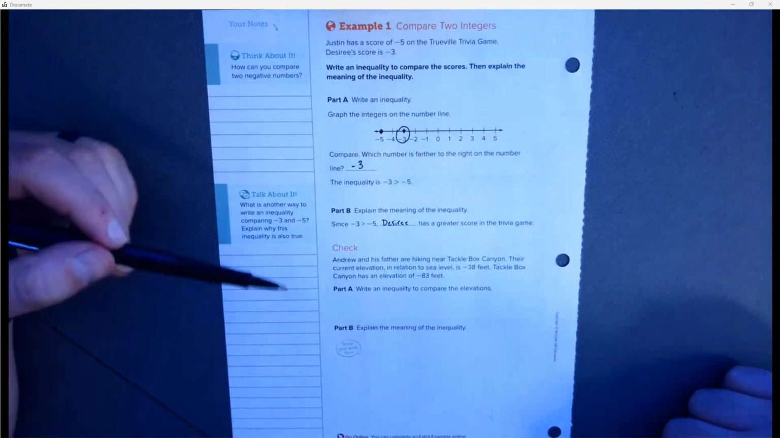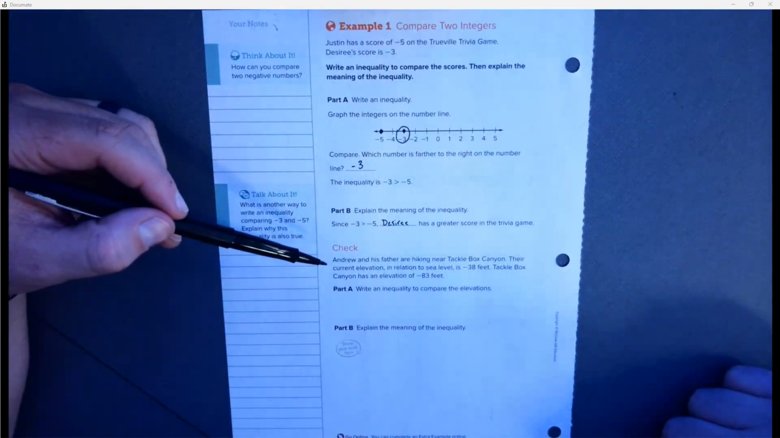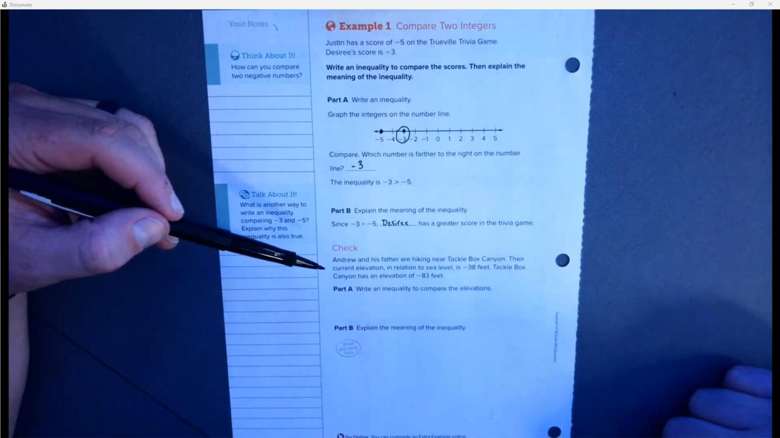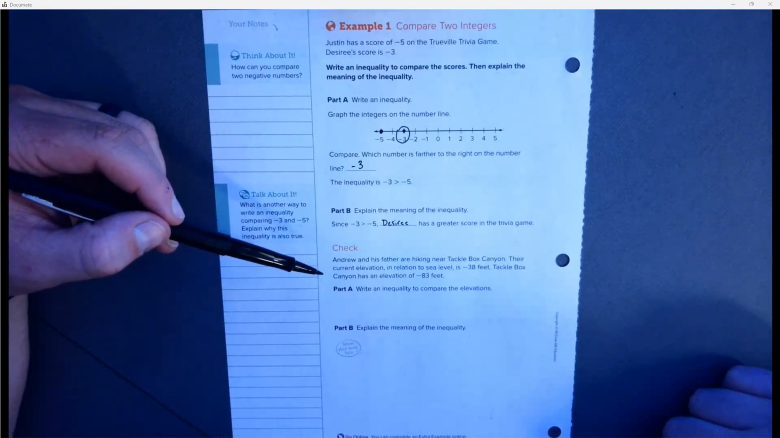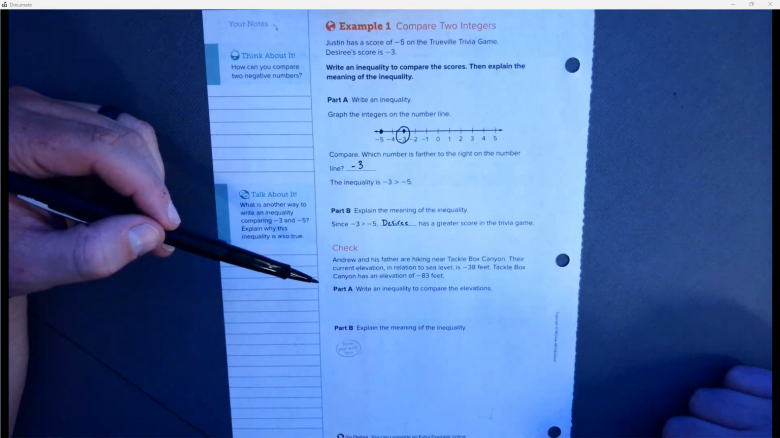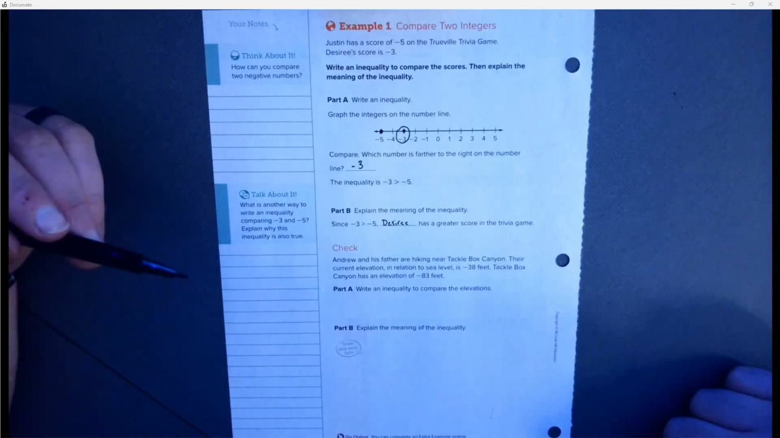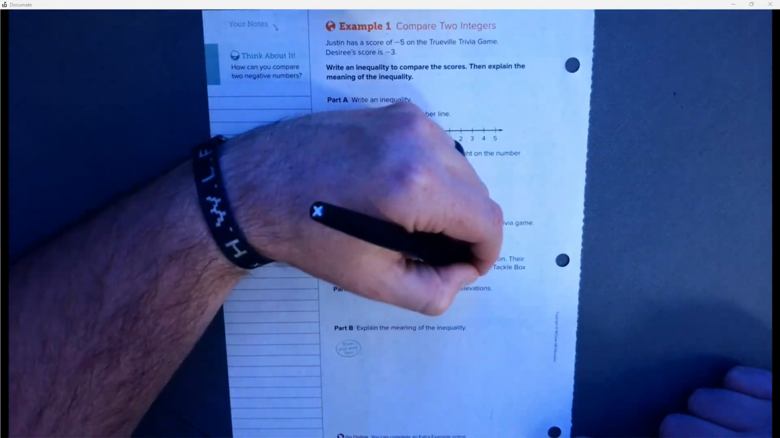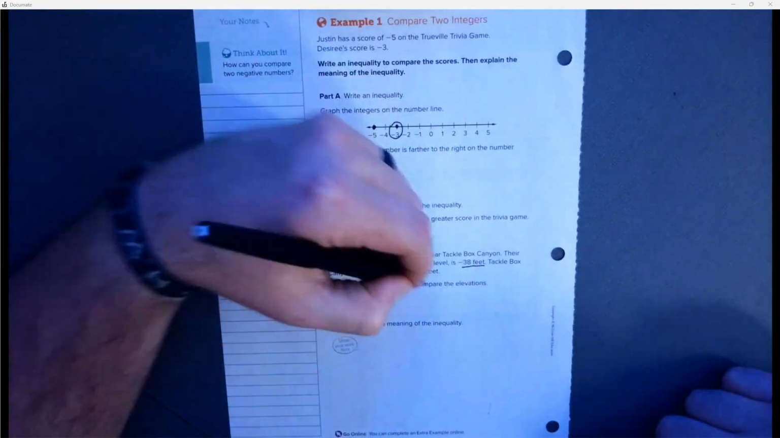Now let's look at our check problem. Andrew and his father are hiking near Tacklebox Canyon. Their current elevation in relation to sea level is -38 feet. Tacklebox Canyon has an elevation of -83 feet. Write an inequality to compare the elevations. Well, we know their current elevation is -38 feet. And the canyon is -83 feet.